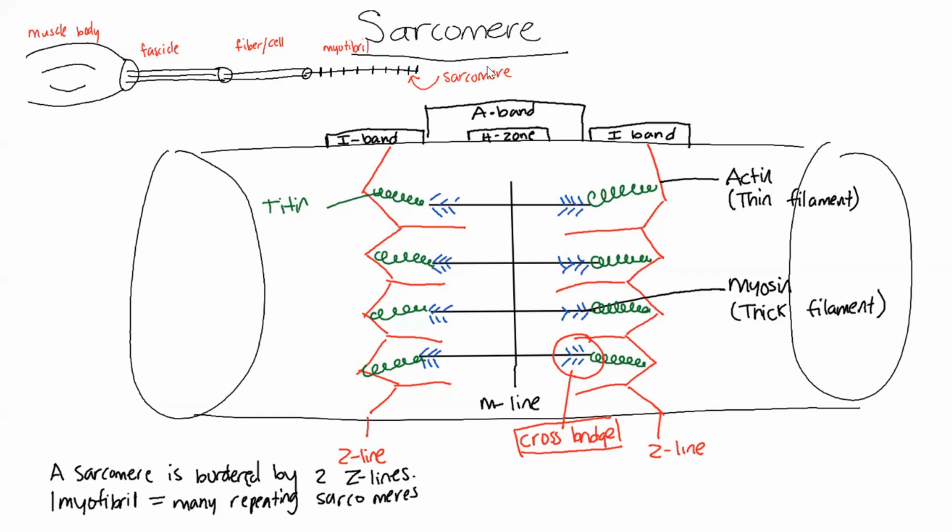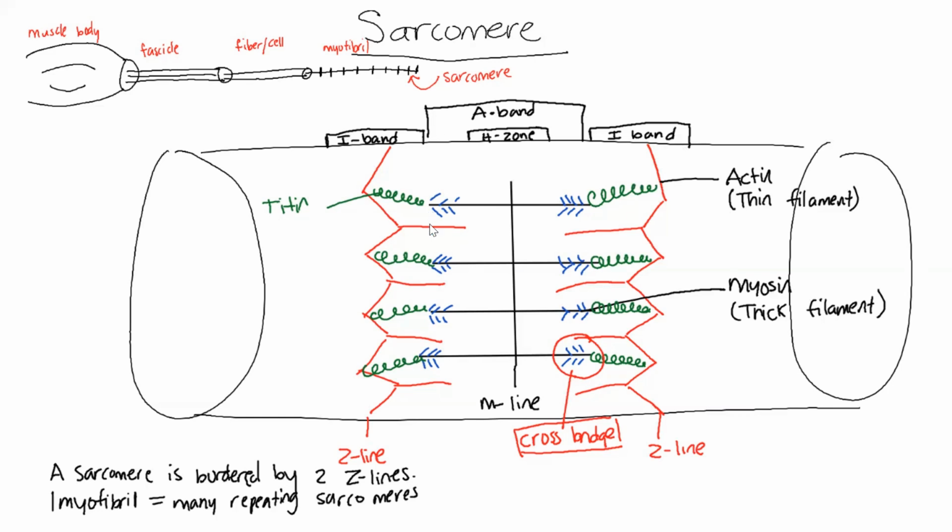Now, as far as our other staining regions, we've got the H zone. The H zone is the region which is just thick filaments. So only thick filaments, no overlap just yet. This is the center of the sarcomere. It's around the M line and is formed by only thick filaments.